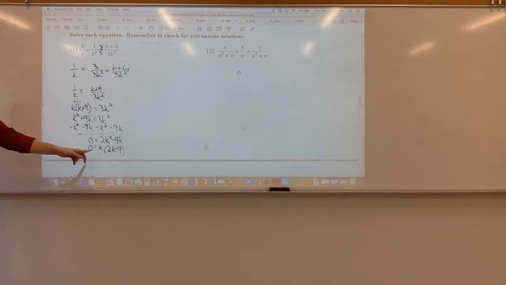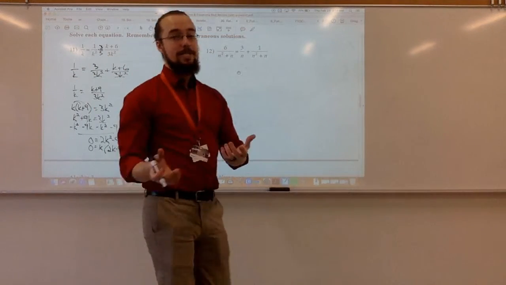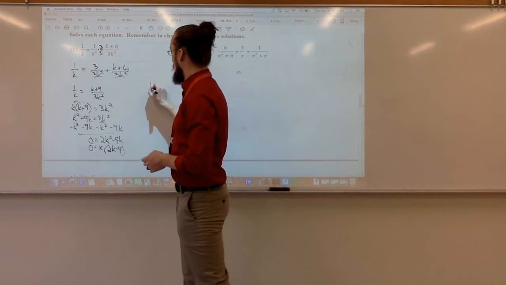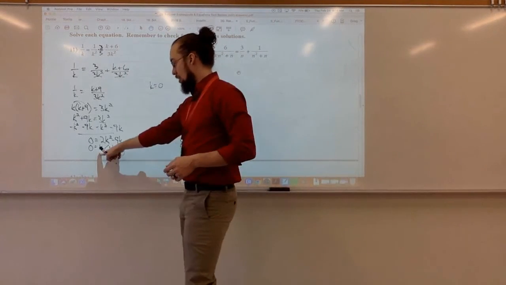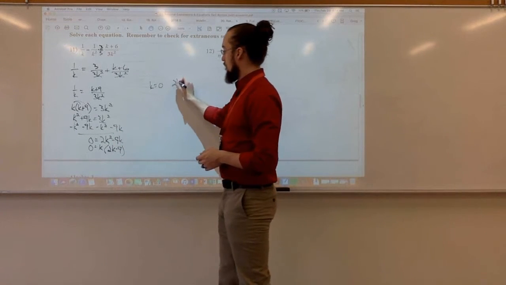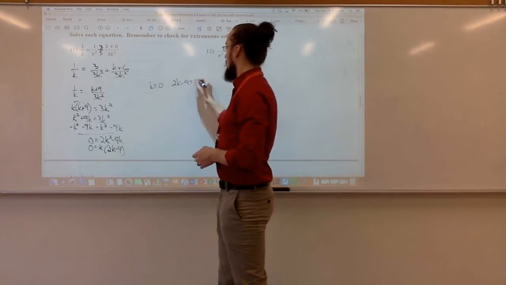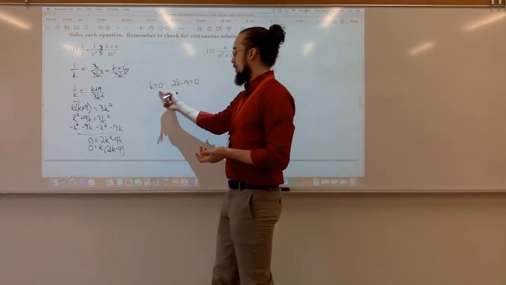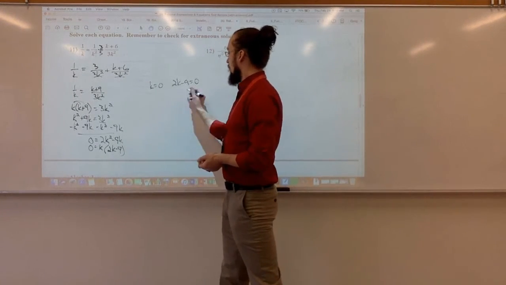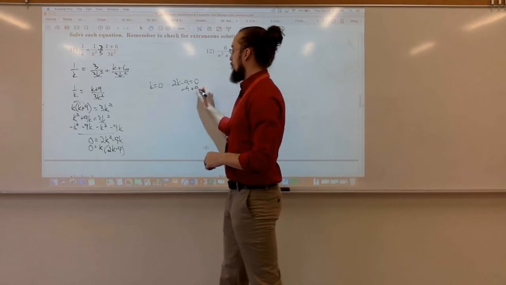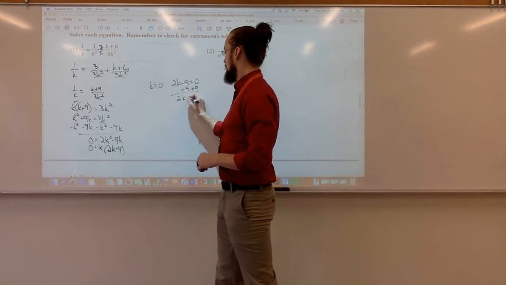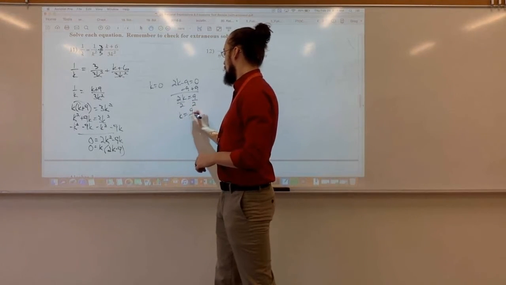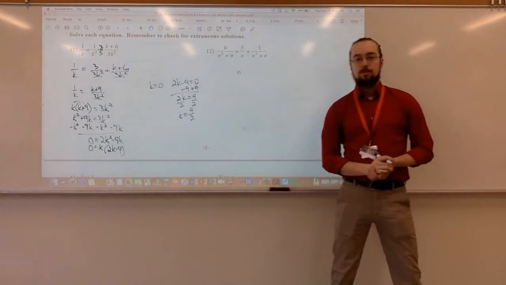So now that I have this factored, I want to take each factor and set it equal to 0. So say k equals 0, and 2k minus 9 equals 0. So this is obviously done. Here, I would add 9, divide by 2, and we get k equals 9 over 2.